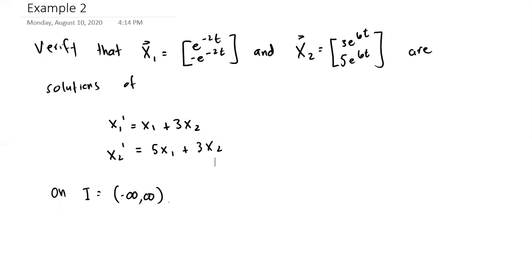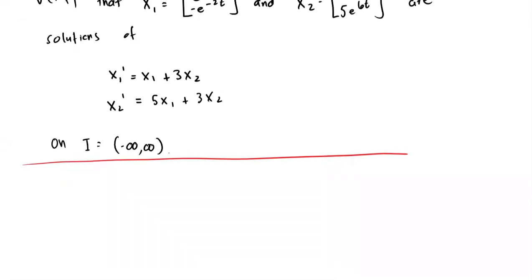If, for example, one of these functions were square root of t, then our t would have to be greater than or equal to 0. So basically, you check the same things that you check in the case that you have just one differential equation. So it's the same thing in terms of the interval of definition. Okay? So we need to verify that both of these are solutions. So the first thing we're going to do is write our system using matrices.